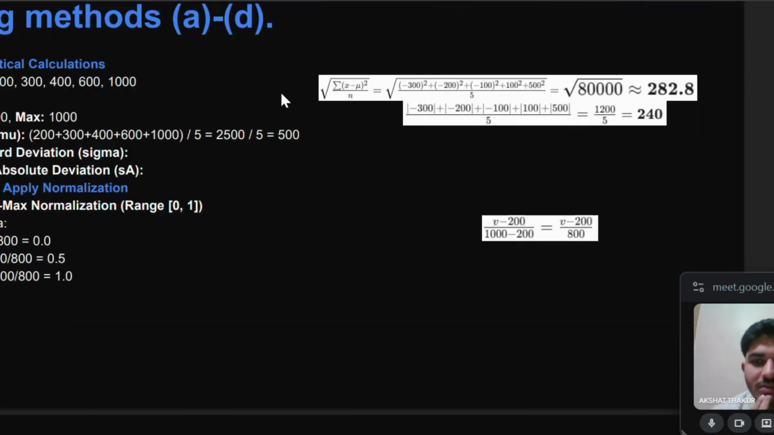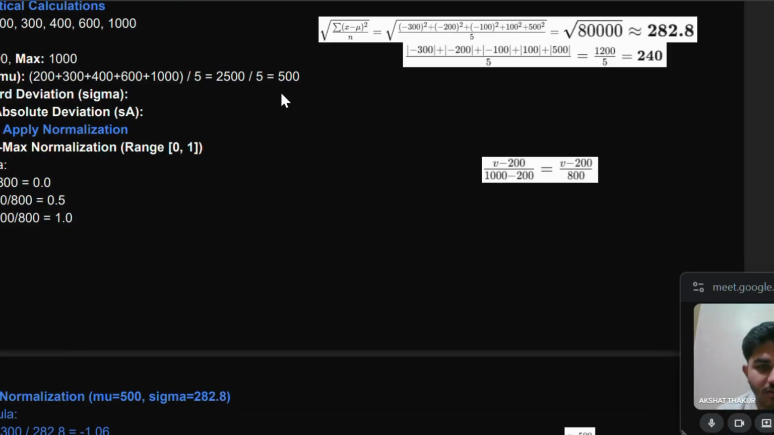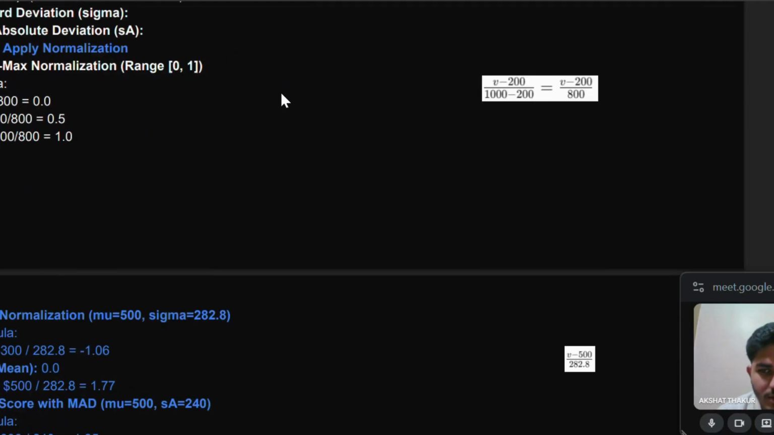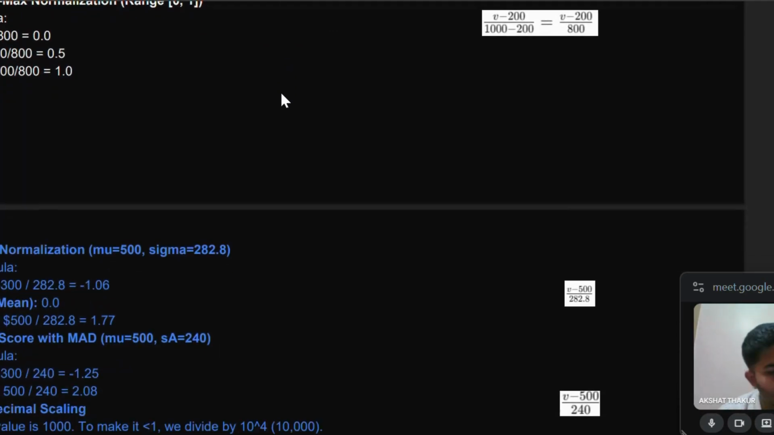Second step, apply normalization. Min-max normalization, range 0 to 1. The formula we use is (v minus 200) upon (1000 minus 200), equals (v minus 200) upon 800. For 200 it will be 0 divided by 800, equals 0. For 600 it will be 400 by 800, 0.5. We keep putting in the values of v. For 1000, 1000 minus 200 is 800 divided by 800, which is 1. So this is applying min-max normalization.